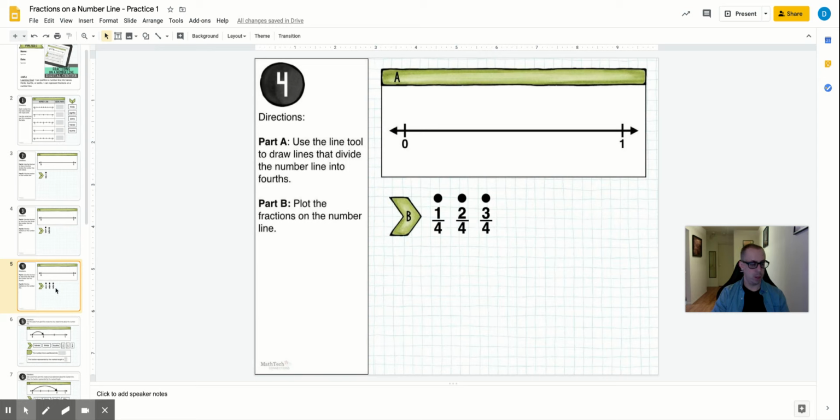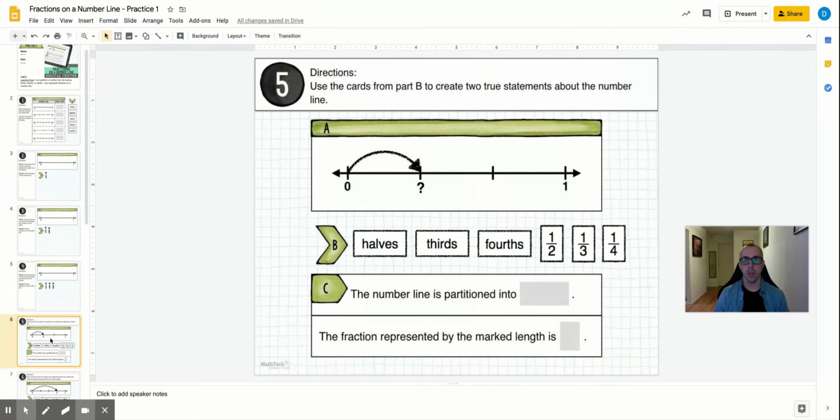Okay, let's move on to number 4. And now we're looking at fourths. Again, you'll click the line tool and draw where you think each line should go to divide the number line into equal fourths. A hint, to get fourths, you're drawing 3 lines. You're always drawing 1 less than the denominator because that will give you the 4 equal parts, but it's only 3 lines. And then drag the plot where it belongs, the point where it belongs.